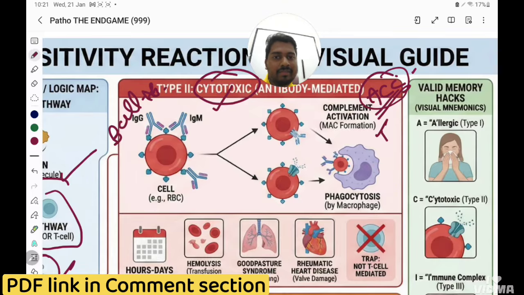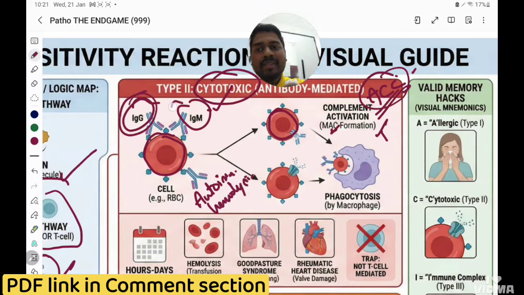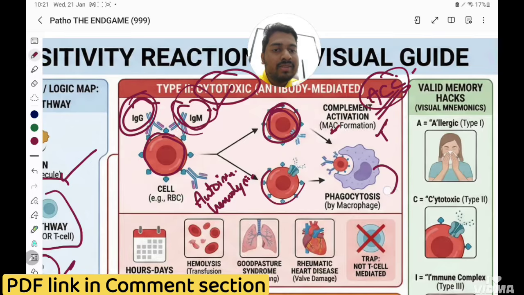Basically what happens is, these antibodies, which are IgG or IgM, sit on these cells, maybe RBCs or maybe other cells also. It causes complement mediated activation, and the membrane attack complex is formed. In the case of RBCs, this is autoimmune hemolysis. These antibodies are sitting on the cells and causing their destruction, and then they are phagocytized by the macrophage.